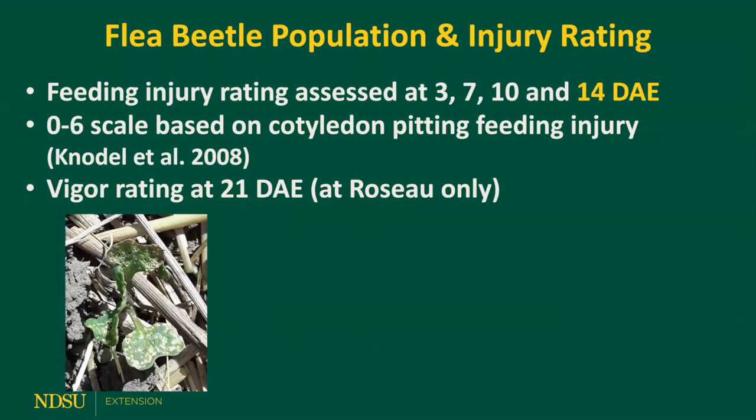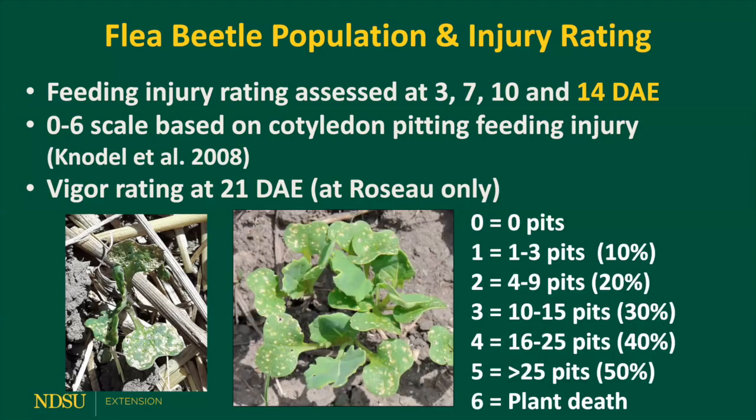We assessed flea beetle feeding injury at 3, 7, 10, and 14 days after emergence. I've developed a scale from 0 to 6 that goes a little quicker than estimating defoliation, and it is closely related to defoliation. 0 is no pits on the seedling leaves, increasing from 1 to 6, which is plant death, and the economic threshold would be about 2.5.